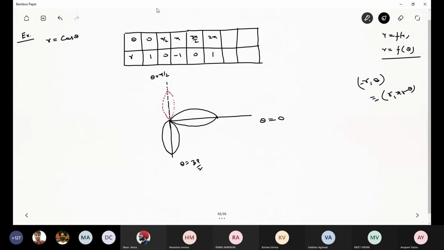I have missed something here. Theta equal to 0, r is 1; pi by 2, it is 0; pi, it is -1. This is fine. And 3 pi by 2 it is 0, 2 pi it is 1, this is also fine. And suppose I further move 2 pi plus pi by 2, 5 pi by 2, then it will repeat 1 to 0.